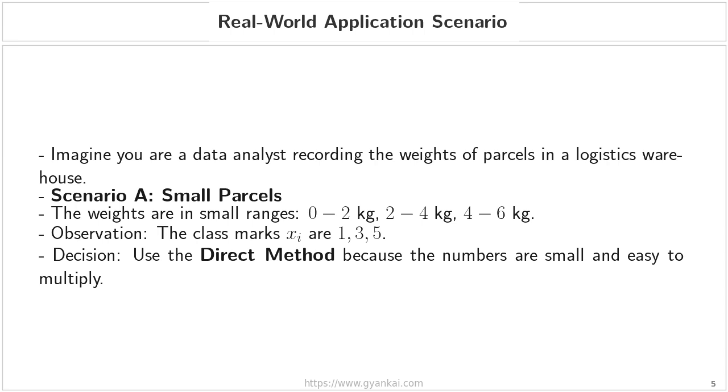Because these values for the class marks and the frequencies are so small and easy to work with, you don't need to complicate things with deviations or class sizes. Your best decision here is to use the direct method, as the multiplication is straightforward and the risk of error is very low. This sets the stage for our next scenario, where the weights become much more significant.